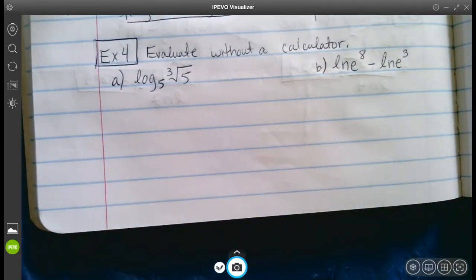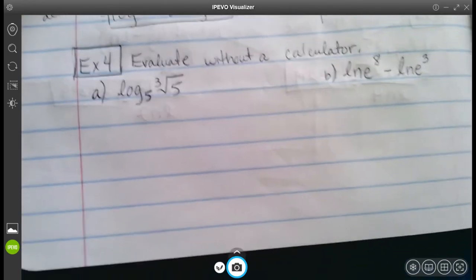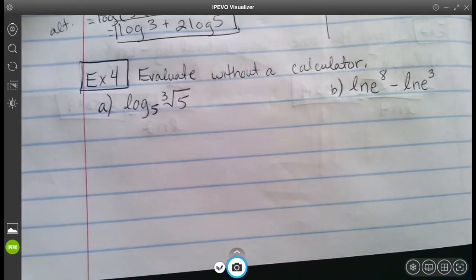Now we have evaluate without a calculator. Remember I mentioned this in a previous video. You can definitely check all these answers with a calculator, but if you can do them by hand, do them by hand because I'm going to be looking for that work, okay?